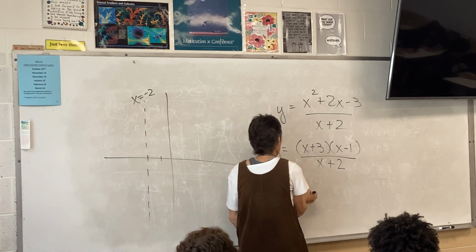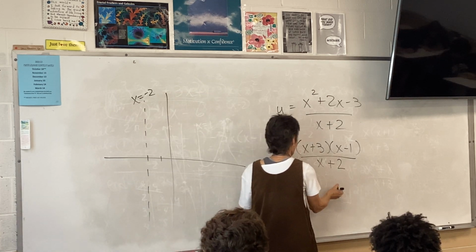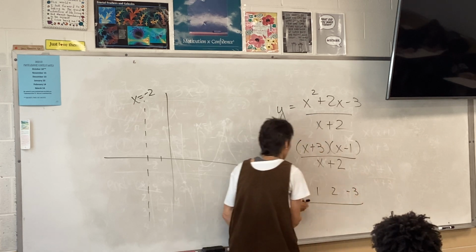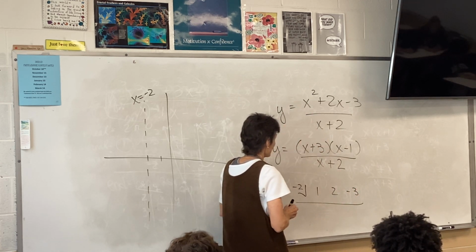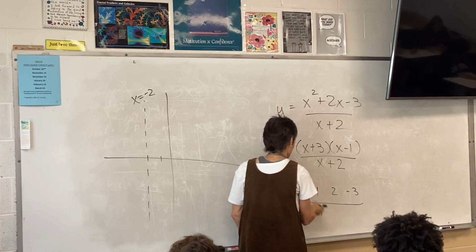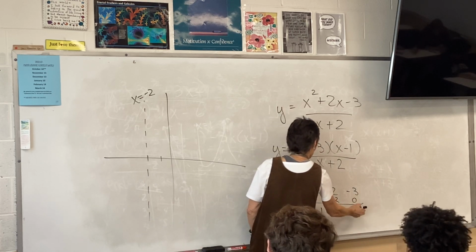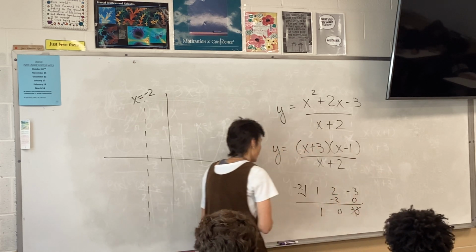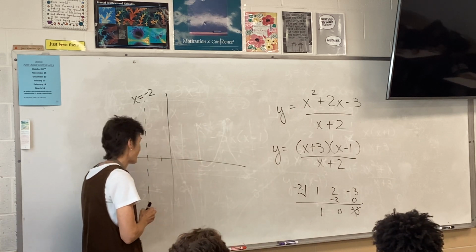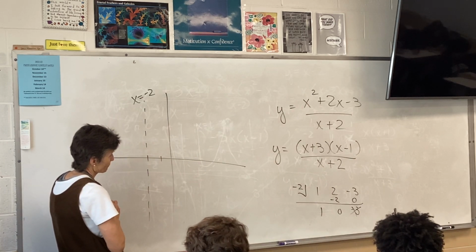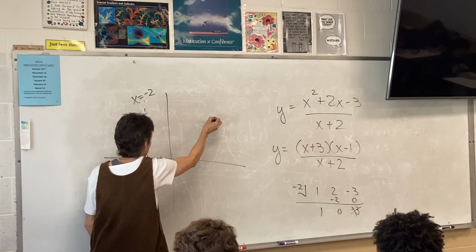To get my end behavior asymptote, I'm gonna have to divide because again, the power on top is bigger. So I'll divide. And ignoring the remainder, where is my end behavior asymptote? Y equals X.